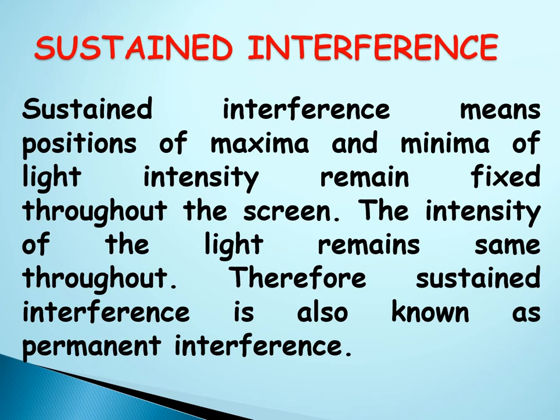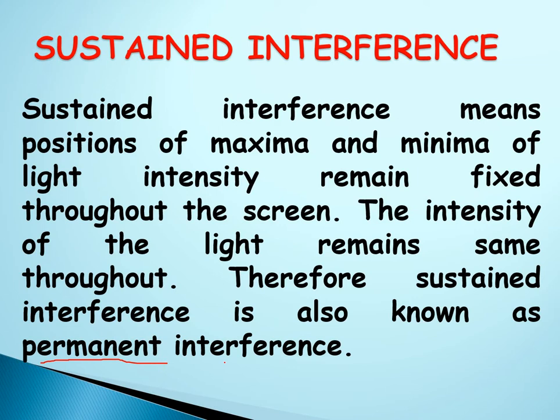Throughout the propagation of light, it should be remaining as such on the screen. That kind of interference is called sustained interference. So it is known as permanent interference also. Sustained interference means positions of maxima and minima of light intensity remain fixed throughout the screen. The intensity of the light remains the same throughout. Therefore, sustained interference is known as permanent.